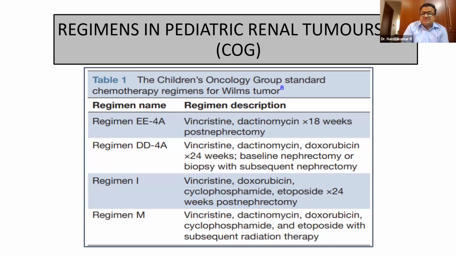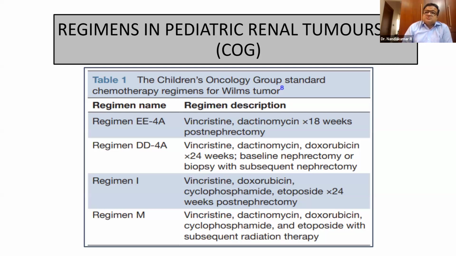So one is called regimen I. So regimen I is used in the treatment of clear cell sarcomas of the kidney. The only difference is that it actually adds 2 drugs in addition to the vincristine doxorubicin, which is nothing but your cyclophosphamide and etoposide, and the treatment duration is similar. Now, there is another regime called regimen M. So regimen M includes all of the 3 drugs with cyclophosphamide etoposide. So basically, it's a combination of all these drugs.